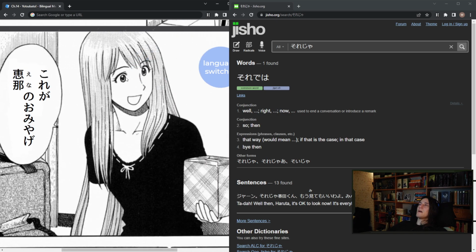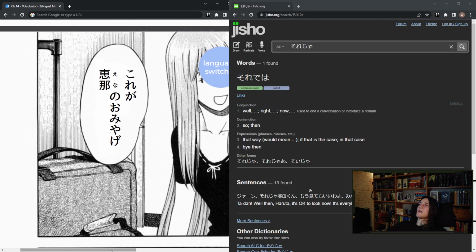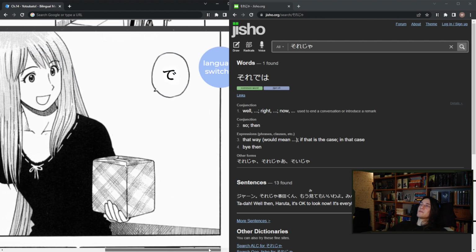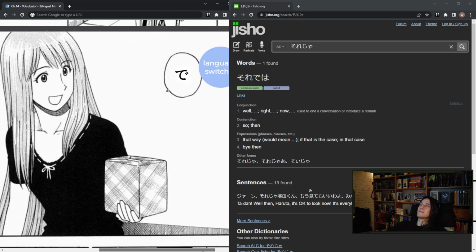So this is Asagi. Kore ga Ena no omiyage. My reading is slow. Kore ga Ena no omiyage. So I guess omiyage means present, because she's holding a present, and the chapter is called Asagi's Presents, I think, or present.